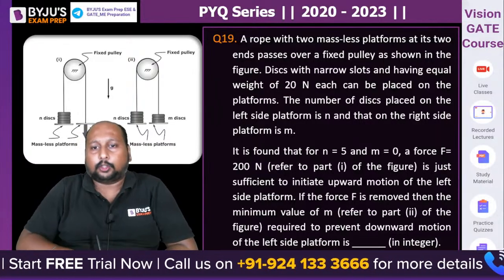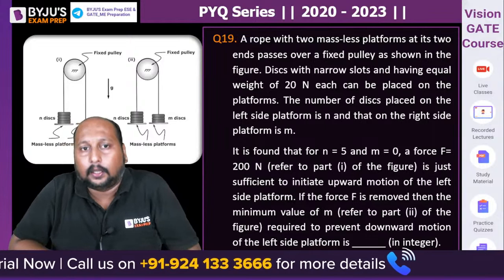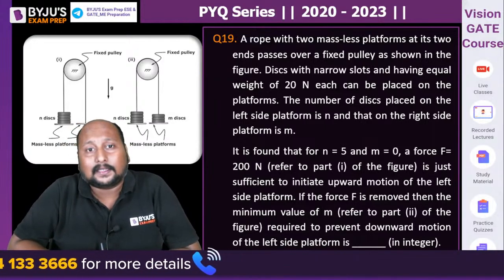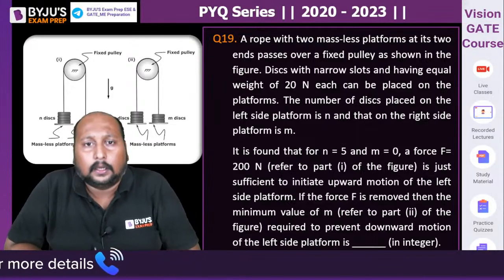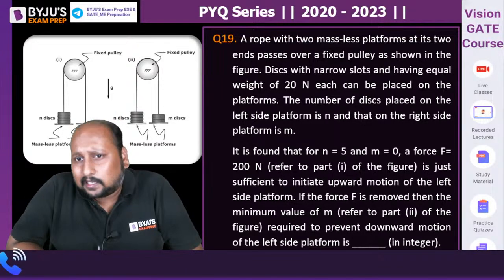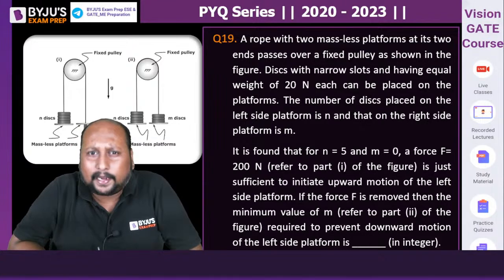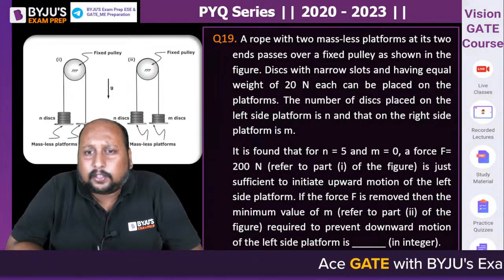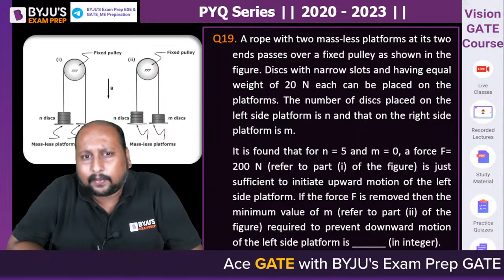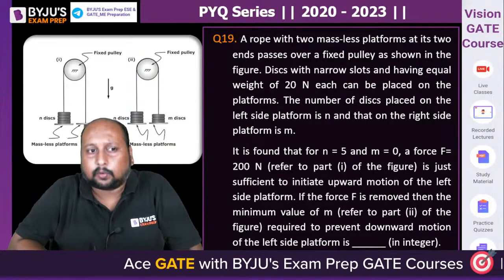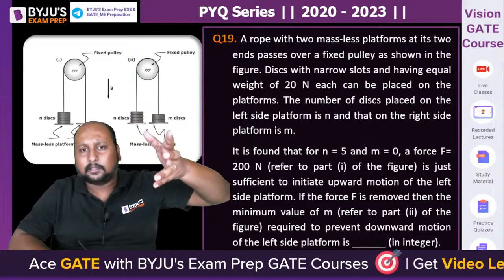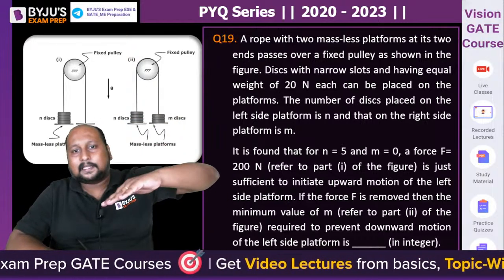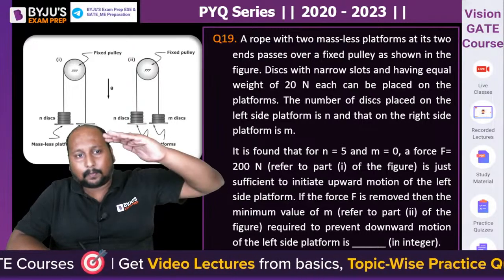Question number 19. This is an interesting question. This is a question asked in 2023, I think this year's question. A rope with two massless platforms at its two ends passes over a fixed pulley as shown in the figure. The discs with narrow slots, having equal weight of 20 Newton each, can be placed. So basically, just like in a gym, weights are being attached. Each weight is 20 Newton and is placed on a platform.